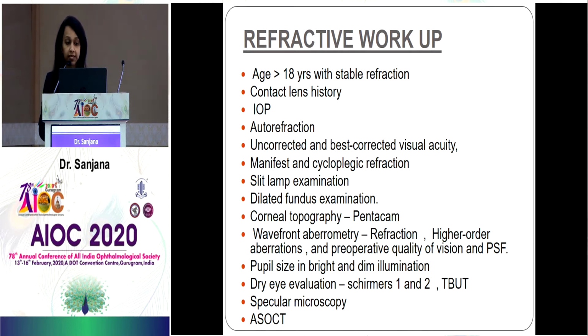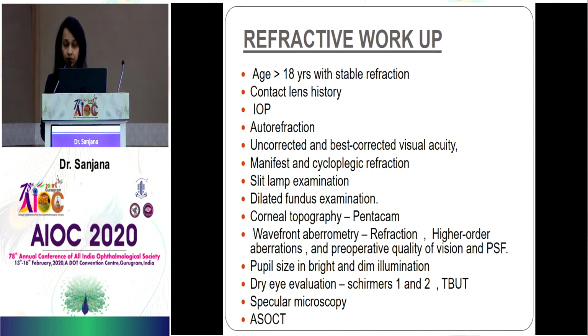Second, always ask for the contact lens history, because long-term contact lens users will have dryness, and that has to be ruled out. And also if they are using contact lenses, we need to tell them to be off contact lens. In cases of soft lenses, usually a minimum of 1 week, and in cases of RGPs, at least about 3 weeks they should be off contact lenses before we go for refractive surgery. Then we usually do the normal checkup of intraocular pressure, then autorefraction and uncorrected and best corrected visual acuity, and we also do the manifest and cycloplegic refraction, and a thorough detailed slit lamp evaluation has to be done.